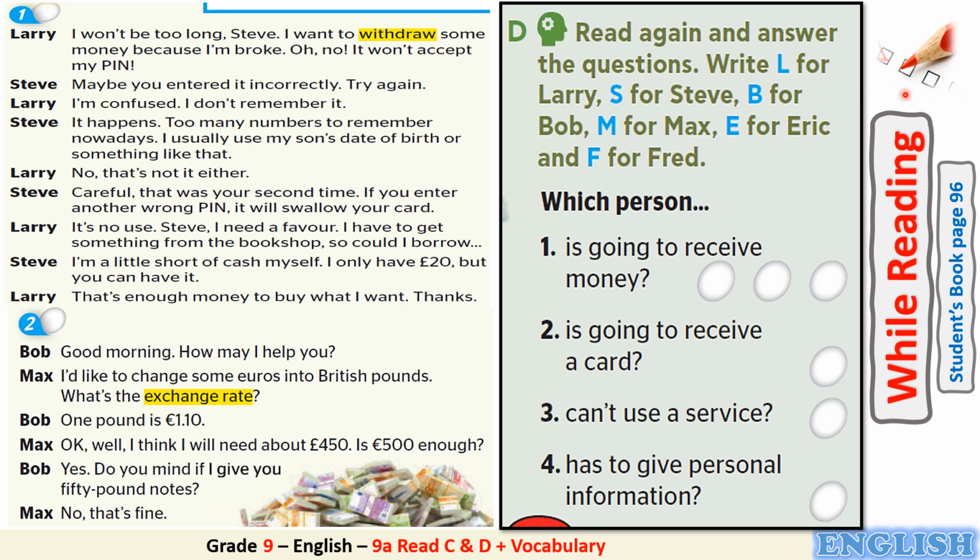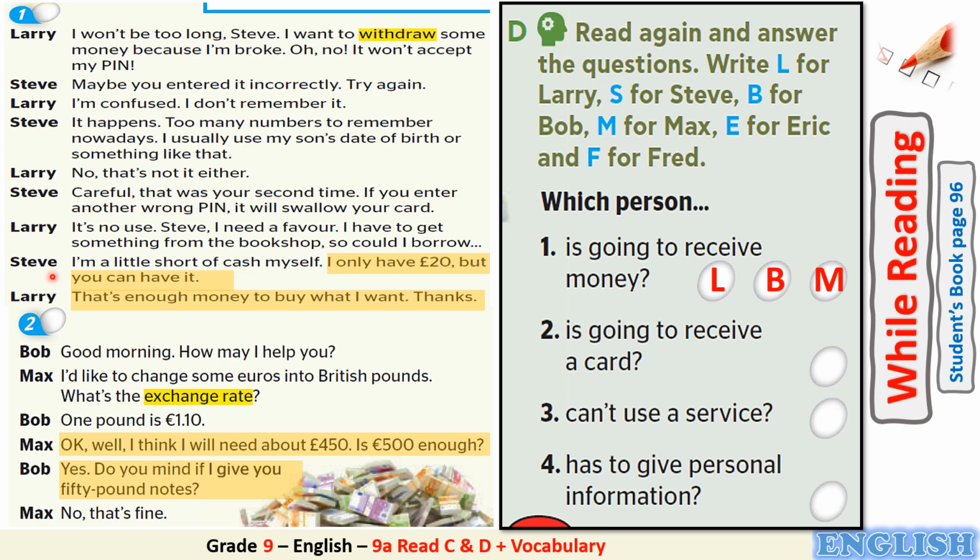After scanning the dialogues, let's check your answers. Number 1. Which person is going to receive money? Excellent, my students. Larry, Bob, and Max. Can you find the clues in the dialogues to justify your answer? Excellent, my students. It's here.